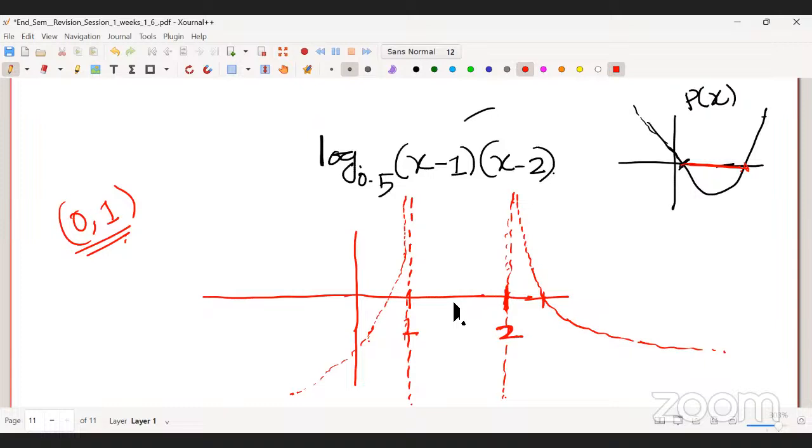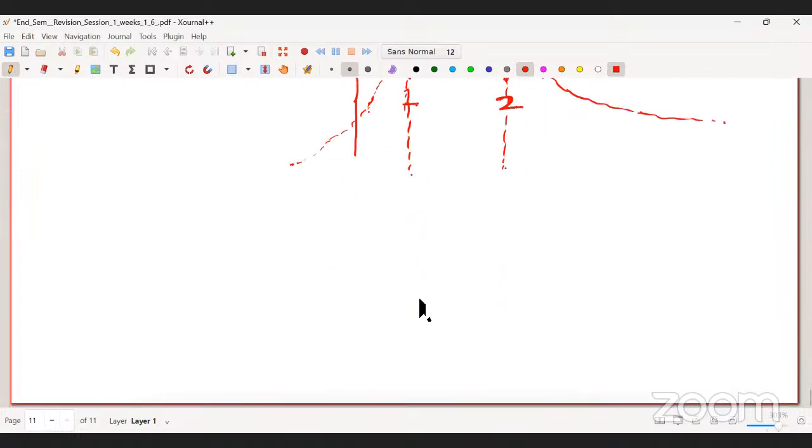Sir, I have another question. Let's say the base is greater than 1, and one log is positive and one log is negative, meaning the minus is ahead of the log. Let's say you have taken the natural log, or maybe base 10, anything greater than 1, of (x minus 1)(x minus 2), and I take the minus.